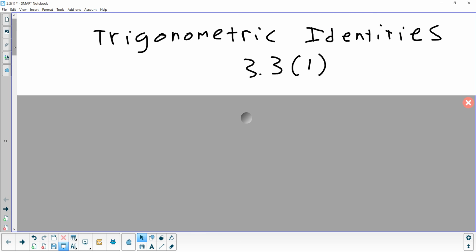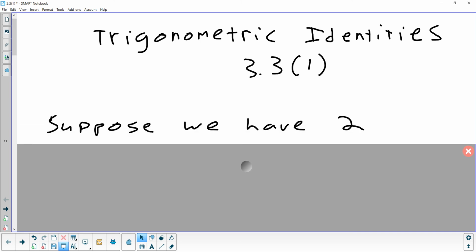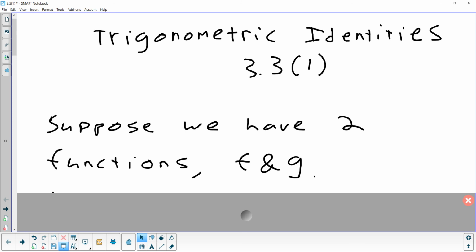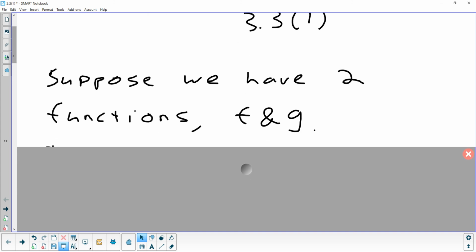All right, so section 3.3 is on what we call trig identities. So let's just first look at what is an identity. Okay, maybe not even a trig identity, just maybe an identity from algebra. And then we'll look at an identity in trig. So let's say we had two functions, okay, or two formulas. A lot of times we will name them like f of x and g of x. Just two different equations.